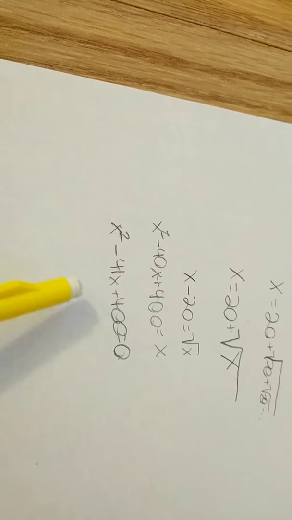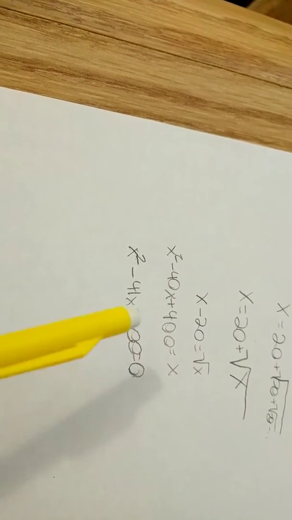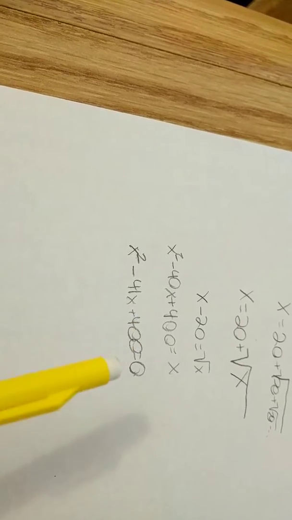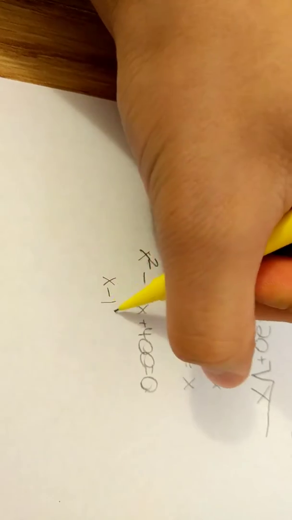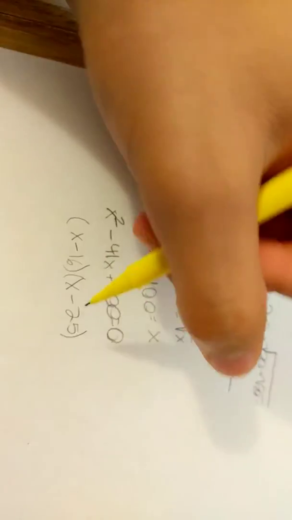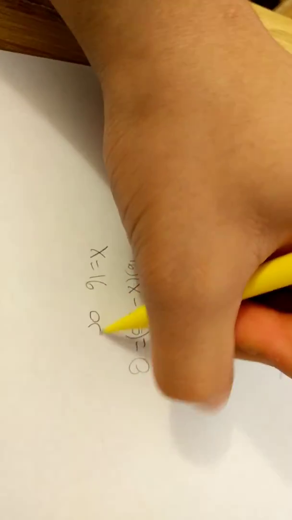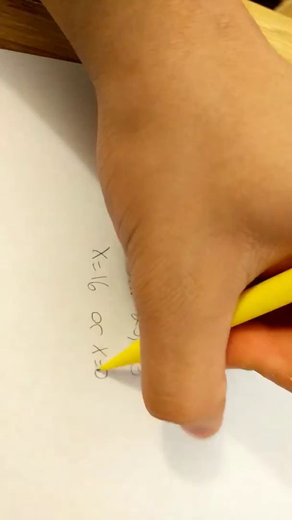So now I need to think of two numbers that multiply to 400 and that add to negative 41. That's going to be negative 16 and negative 25. So this can be factored into x minus 16 times x minus 25 equals 0. And that means that x equals 16 or x equals 25.